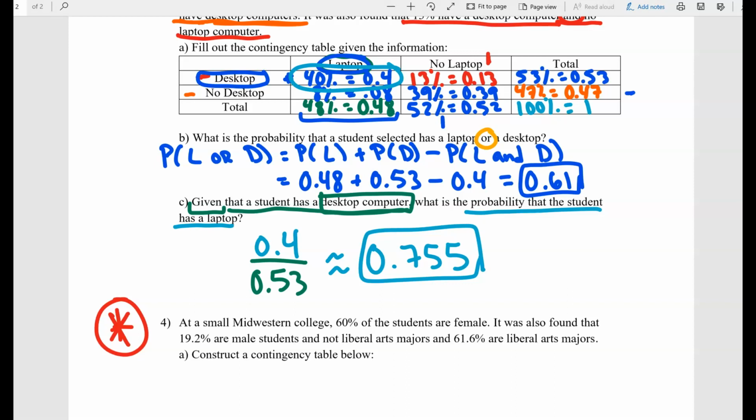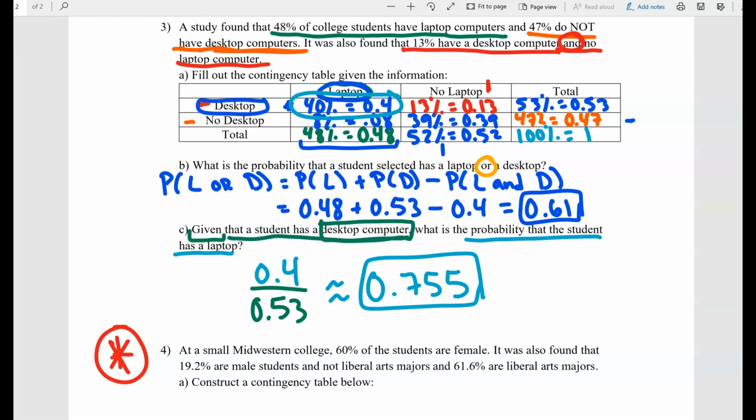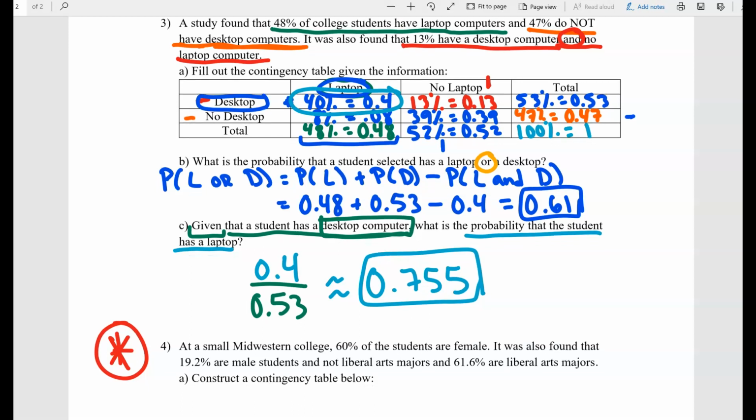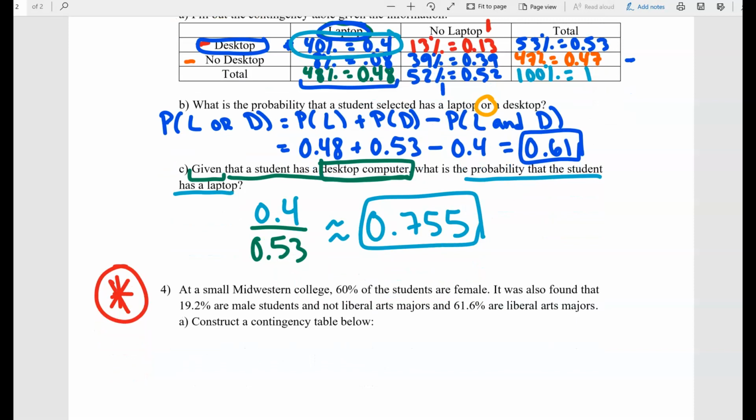Okay, so using this contingency table, we're able to solve all of these things. Just make sure that you look for the keywords. Okay, alternatively, yes, you could have used this formula: probability of B given A is equal to probability of A and B divided by the probability of A. You could have used this formula if you want to. You would have gotten exactly the same thing.